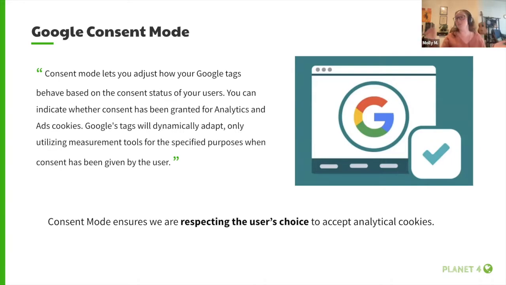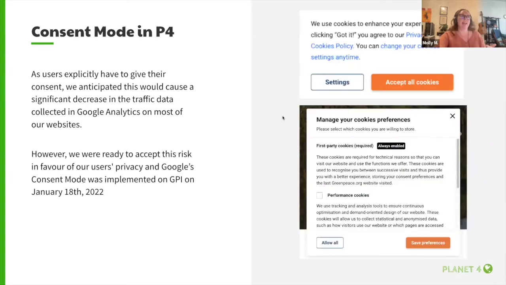If I say yes to analytical, but no to advertising, it adapts for that. Or if I say yes to everything, then consent mode says, okay, yes, you can collect everything. So this is really just an easy way to ensure that we are respecting every user's choice to accept or deny analytical cookies. And as you might expect, by enforcing this, we did anticipate we'd lose some data, because if we can't collect cookies without consent, then those who don't consent, we are losing that data.